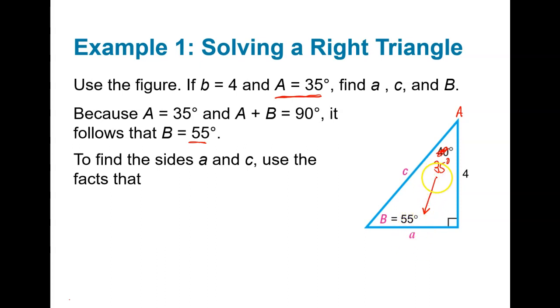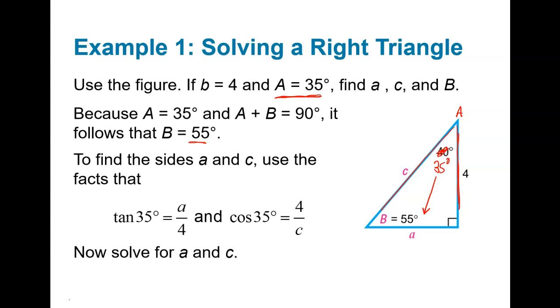But anyway, let's go through and find side a. That's opposite the 35 degrees. 4 is adjacent to that 35 degree angle, so we could use the tangent function to come up with side a. We could also use the cosine function, because this is the adjacent side, this is the hypotenuse, and we could set up cosine is adjacent over hypotenuse, so 4 over c, and then do a little bit of arithmetic to solve for those.